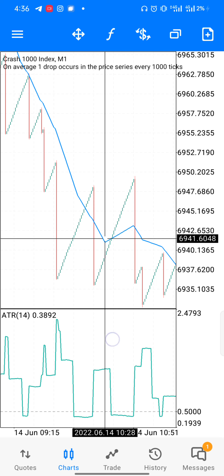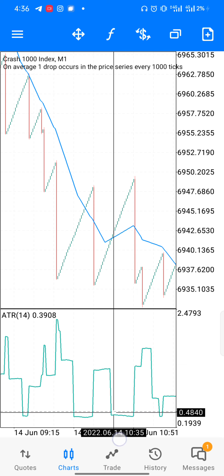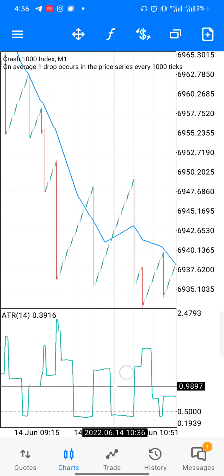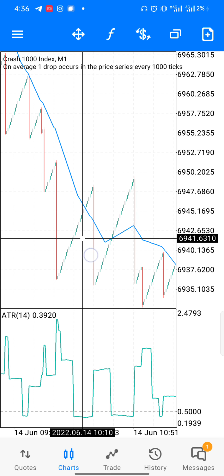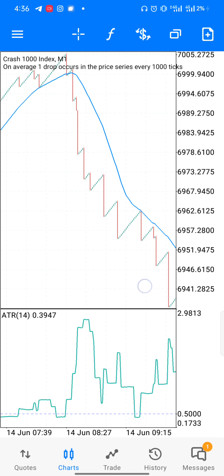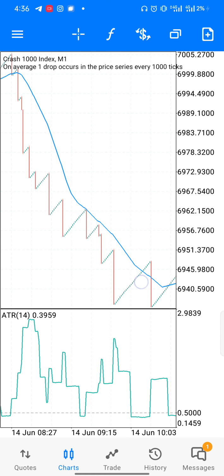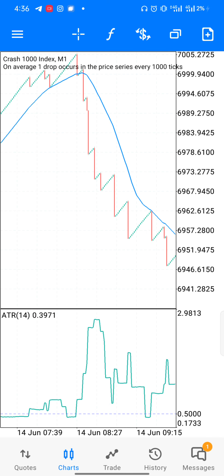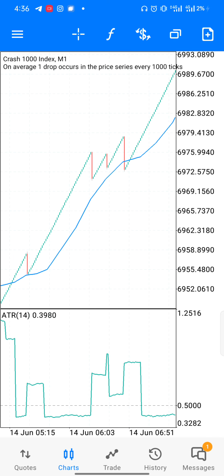So look at it again. At this point, it crossed below, and the ATR below the 0.5 level. You place your buy, you make some money. Even at this point, you get your 6 candles. You get that, guys. So that's just how this strategy works. As simple and easy as that. Very powerful strategy, guys, to make money.